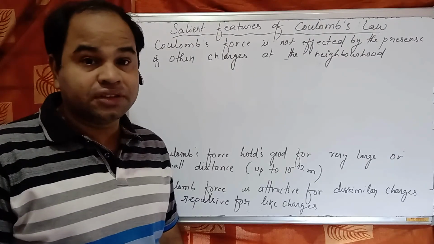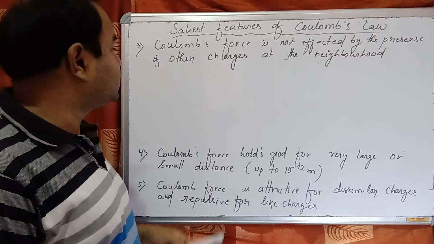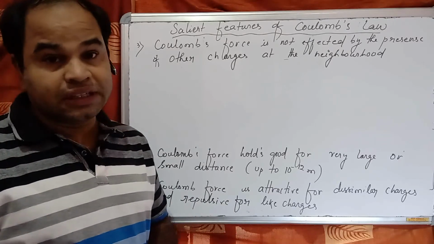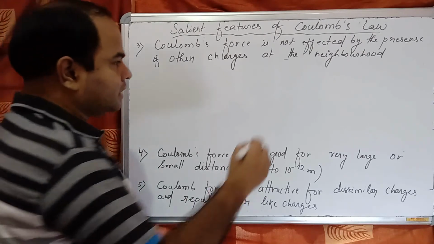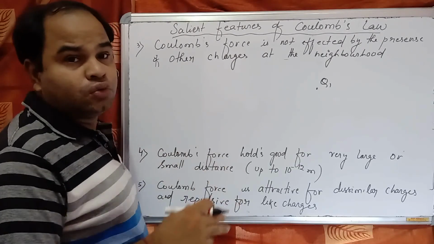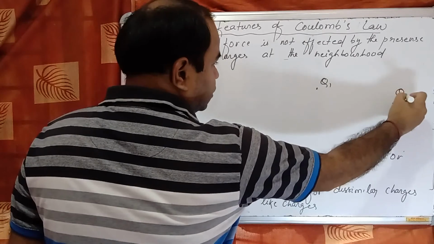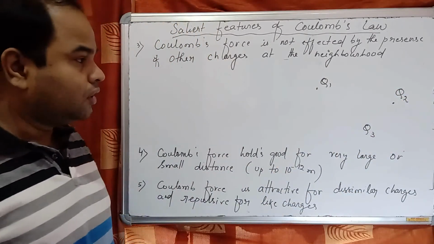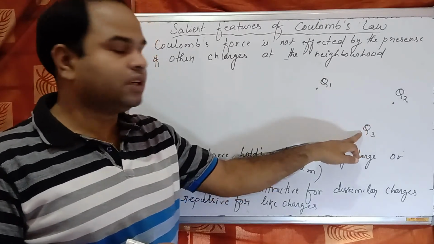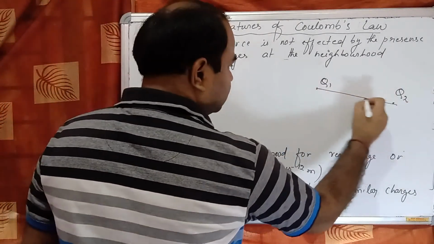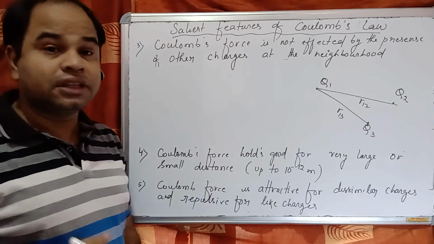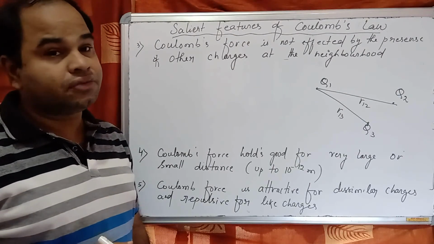Next feature is Coulomb's force is not affected by the presence of other charges in the neighborhood. Let us consider an example. Let us say a charge Q1 is present in air medium, and in its neighborhood two other charges, Q2 and Q3, are present. Let the distance between Q1 and Q2 be R12 and between Q1 and Q3 be R13. Since they are all positive charges, they will repel each other. Let us find the force on charge Q1.